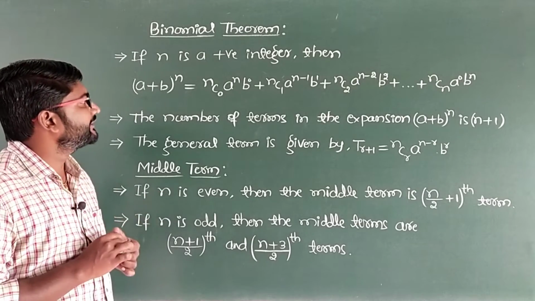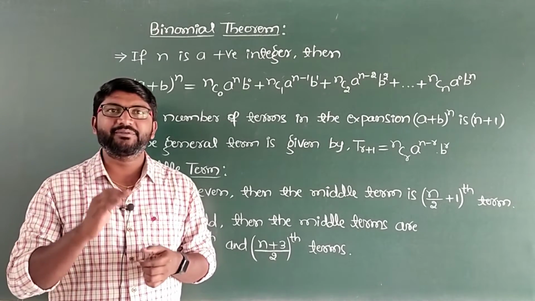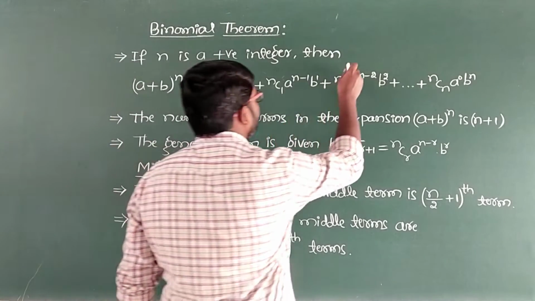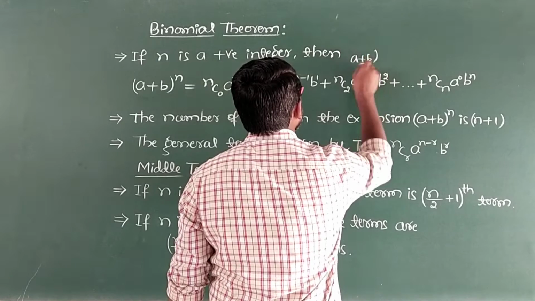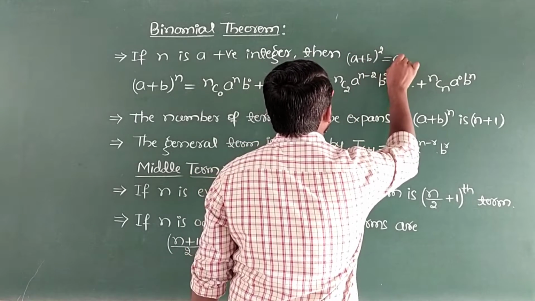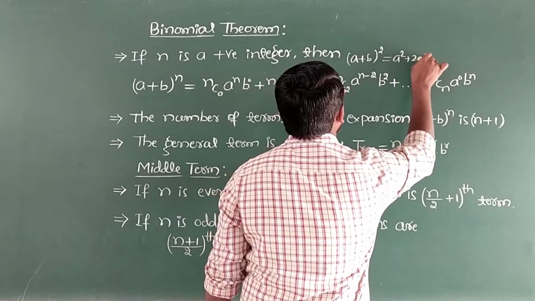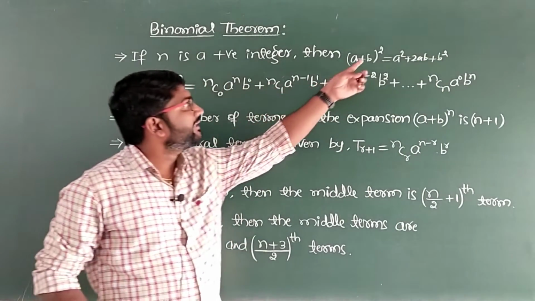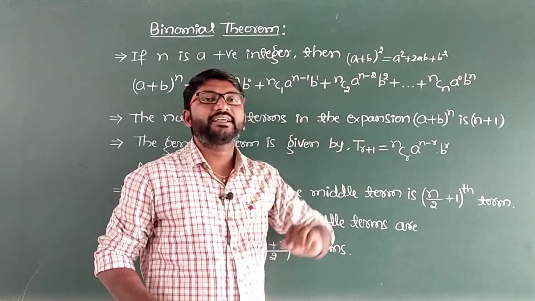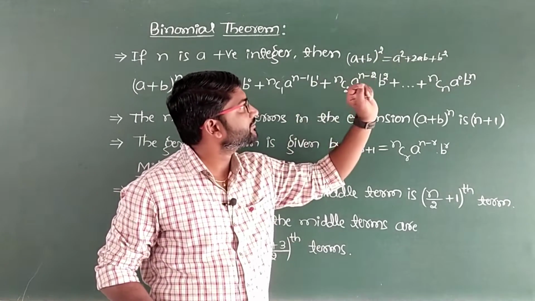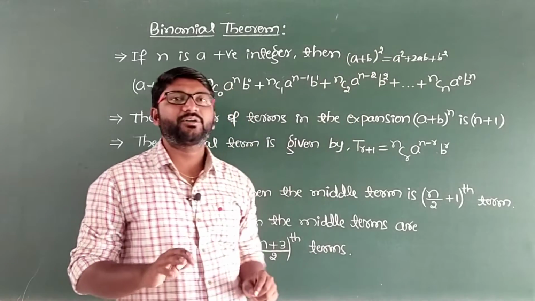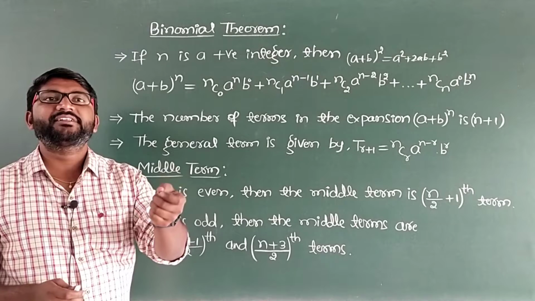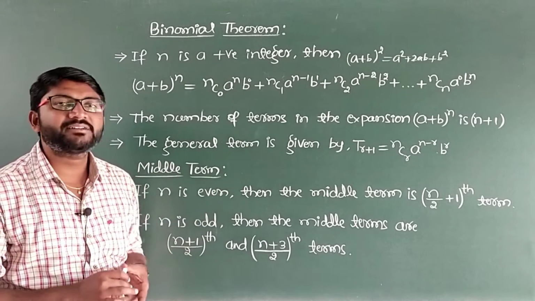Then the next point: the number of terms in the expansion of (a + b) raised to n is n + 1. For example, take (a + b) whole square. Expanding this, we get a square + 2ab + b square. Here the value of n is 2. How many terms are there now? We have 3 terms, that means one more than n. So always the number of terms in the expansion of (a + b) to the n will be n + 1.